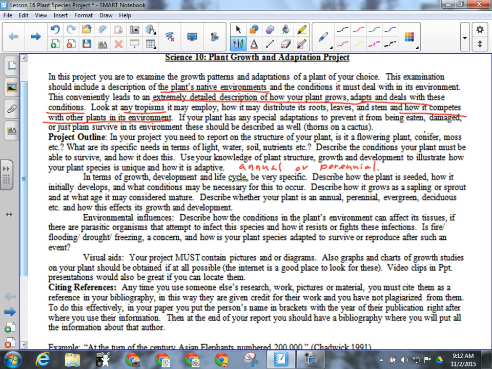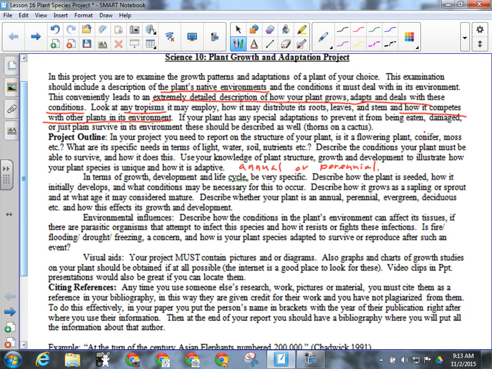What do those two terms mean? Annuals live for one year. Perennials perennially come back. They grow every year. So perennial things are things that will grow back each year. All right, so things like that.